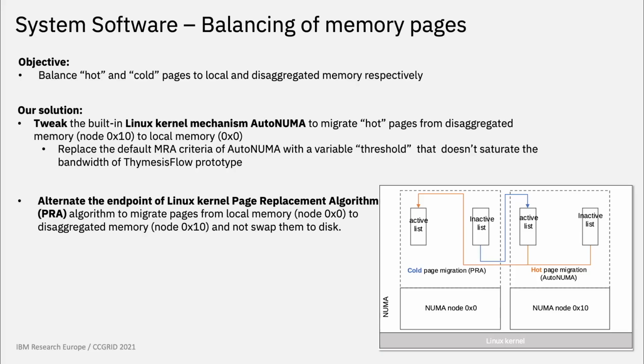To make enough room to migrate hot pages identified by the AutoNUMA mechanism when the local memory is depleted, we tweaked the page replacement algorithm of Linux to migrate the pages that it identifies as cold to the disaggregated memory instead of swapping them out to the disk. With these two mechanisms in place, we created a memory tiering between local and disaggregated memory where the hot pages will be on the former and the cold ones on the latter.